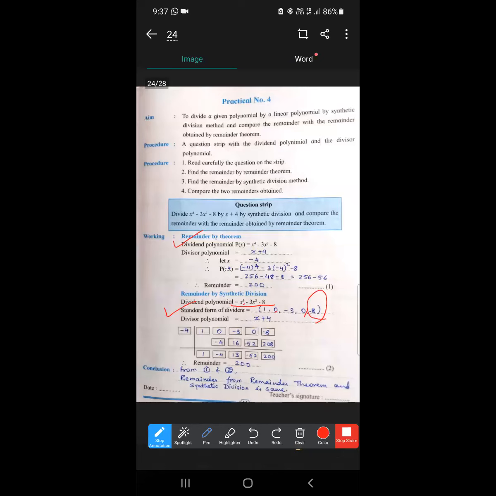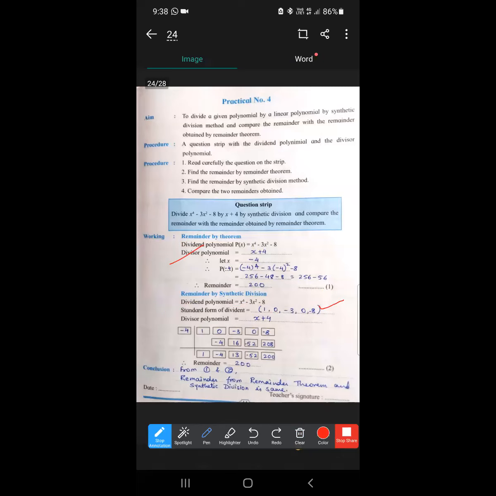That is what? Minus 8. So here all the coefficients I have written: 1, 0, minus 3, 0, minus 8. Now the divisor of the polynomial is what? x plus 4, same. So let's check with the synthetic method.